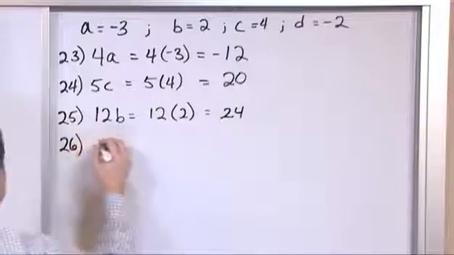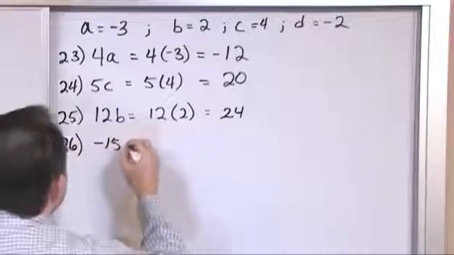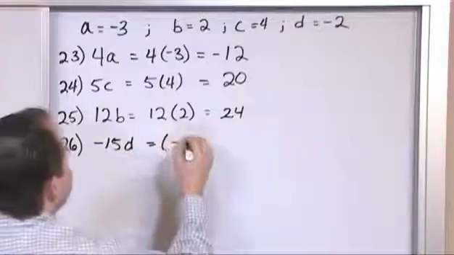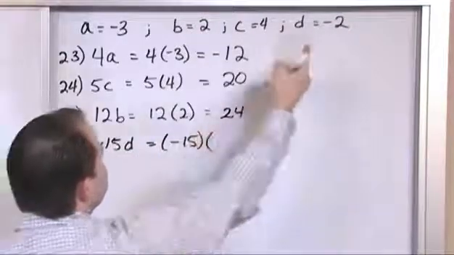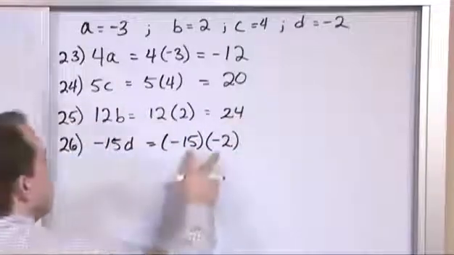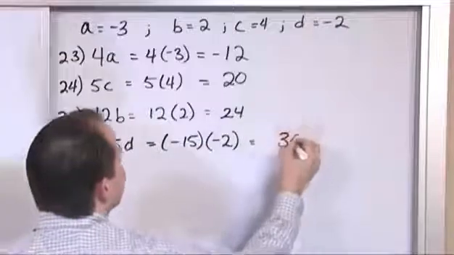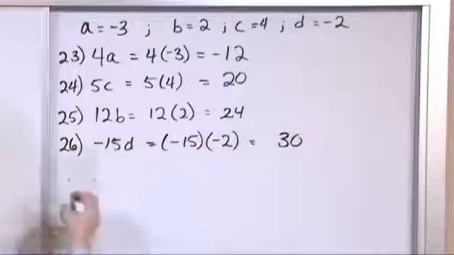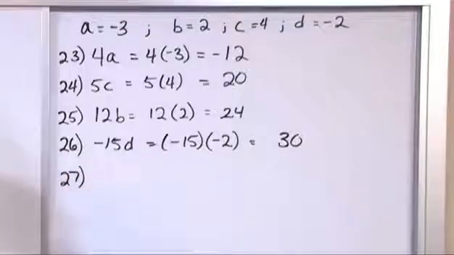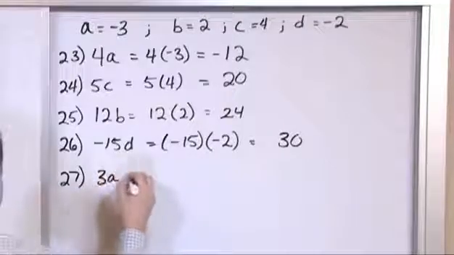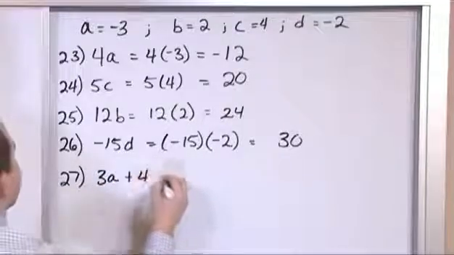What if you had -15 times d? So you have -15, and d is -2. And so what you need to do is look, 15 times 2 is 30. Negative times negative gives me positive, so there's nothing else to do there. It's already positive. 27. All right, 27. Let's say we had 3a plus 4.